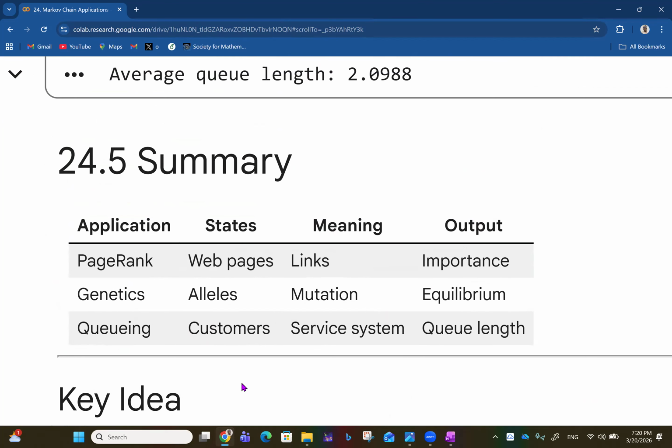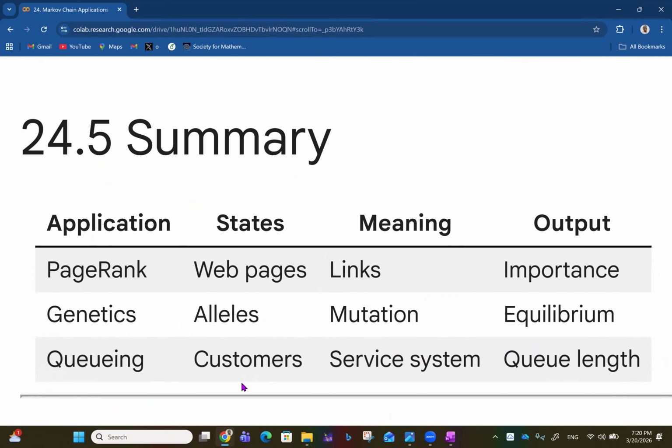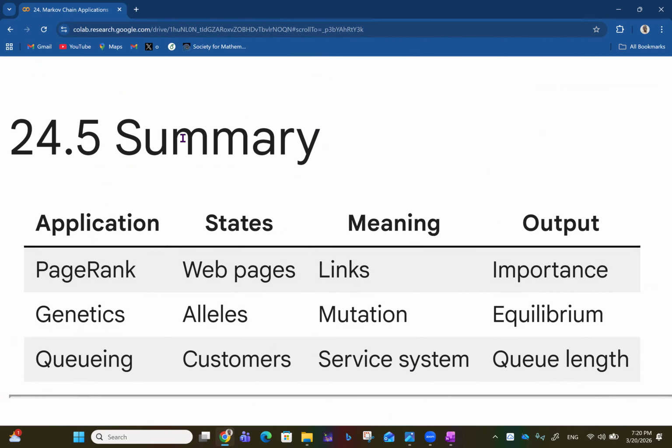So in summary, for PageRank, if you apply a Markov chain, the states are web pages, and the meaning is the links, and the output talks about the importance of the page. In genetics, the states are the alleles, what is really happening is the mutation, and the output is equilibrium. So which kind of mutation is more important? Is it from big A to small a or from small a to big A? Then you have queuing also as an area of application of Markov chains. The states are the customers, the meaning is the service system, and the output is the queue length.